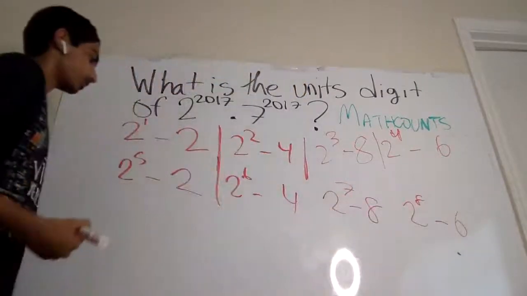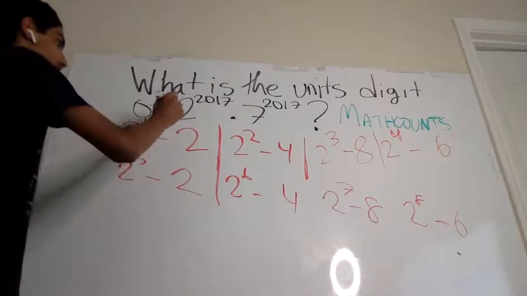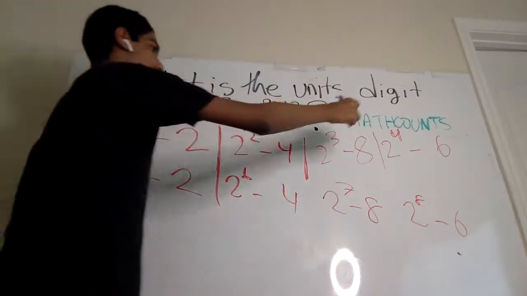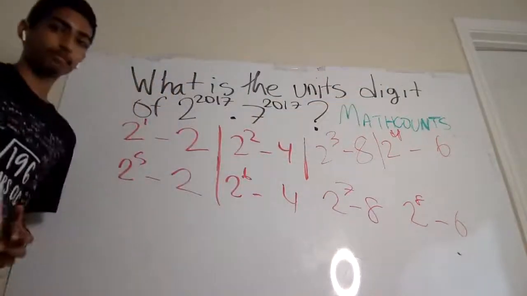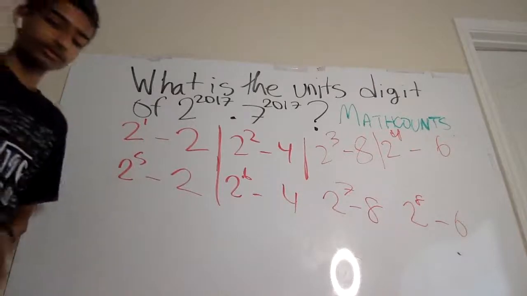Now, as you can see, there's a pattern going on here. We start with 2, we go to 4, we go to 8, and then we go to 6. So let's write that pattern down for further reference.